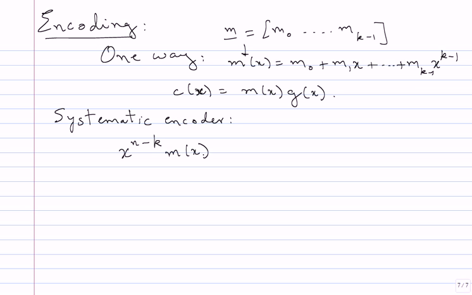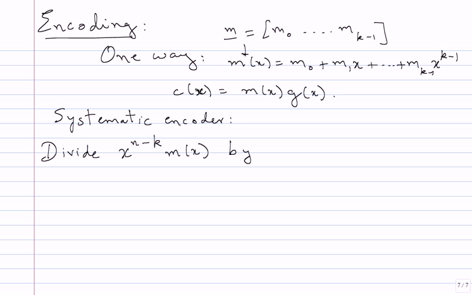Okay, so what will you get now? If you take this m of x and multiply with x to the power n minus k, what will you get? In general, you will get up to degree n minus 1. Okay, so you've got that.